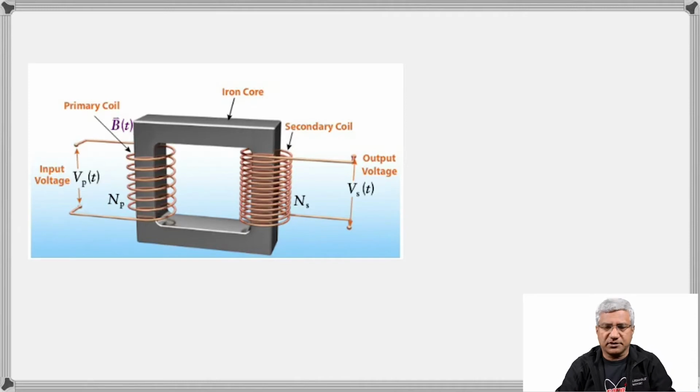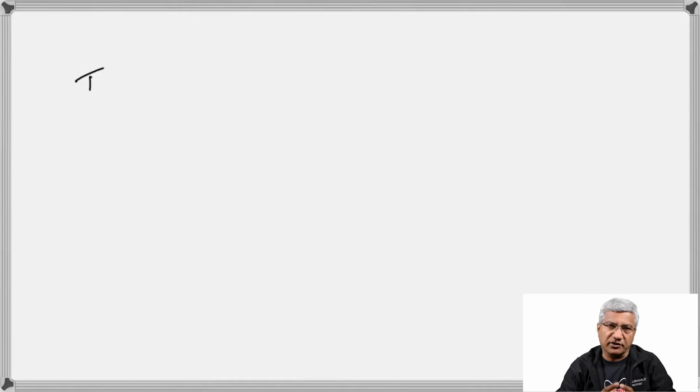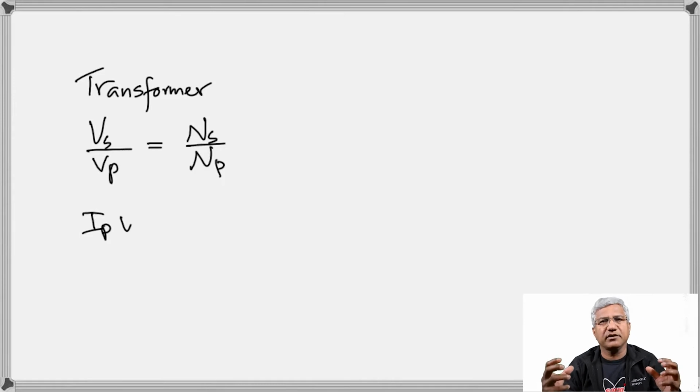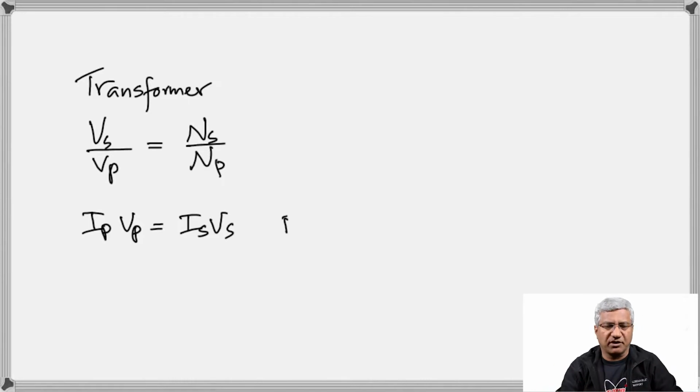There are two important formulas that you got to know for a transformer. The ratio of the voltages is equal to the ratio of the number of turns. So if you take Vs by Vp, it should be equal to Ns by Np. Also, the power in the primary is equal to the power in the secondary. That is for an ideal transformer, assuming that no energy is lost. Now, power is current multiplied by voltage. So that gives us IP times Vp is equal to Is times Vs.